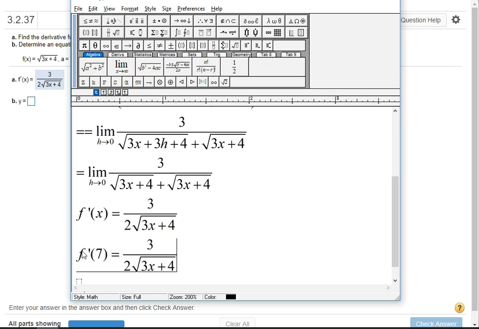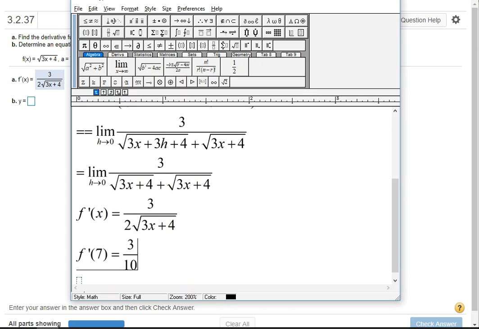To evaluate that at 7, we're going to plug 7 in for x. So let's see, that's 21 plus 4 is 25. The square root of 25 is 5. 2 times 5 is 10. So I have 3/10 as the slope.